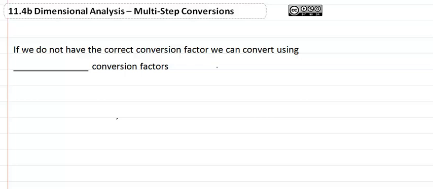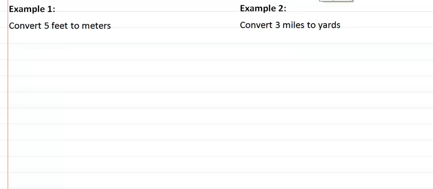11.4 B dimensional analysis, multi-step conversions. If we do not have the correct conversion factor, we convert using multiple conversion factors. So let's take a look at that. In our first example here, we want to convert feet to meters. Well, I don't have a conversion factor for feet to meters.